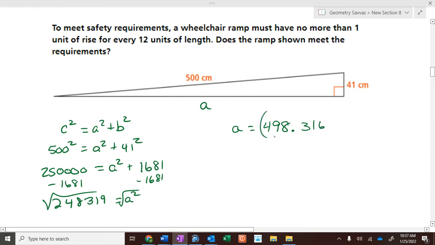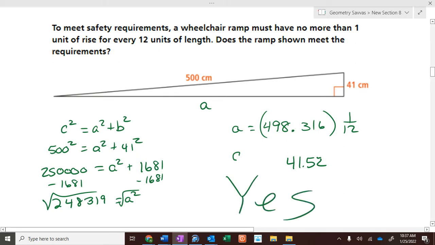Okay, whatever. Now let's take that times 1/12, because its rise over run can only be 1/12. So what is 1/12 of that? 41.52. So the maximum this could go up is 41.52. If it's 41, does it meet regulations? Yes. Okay? So that's a little Pythagorean theorem in the real world.